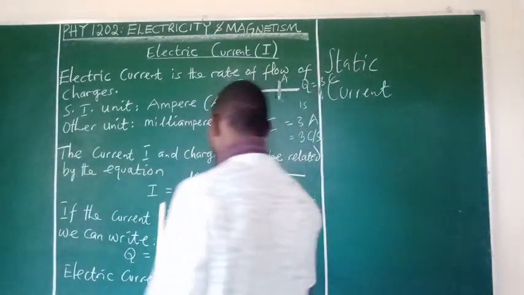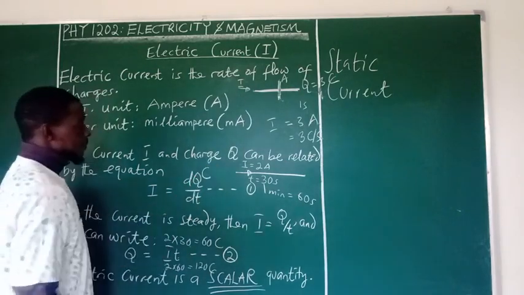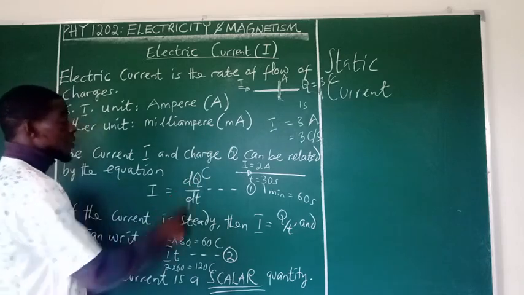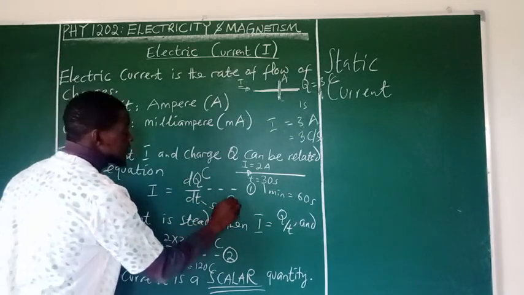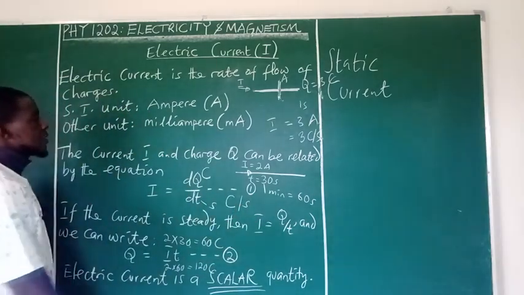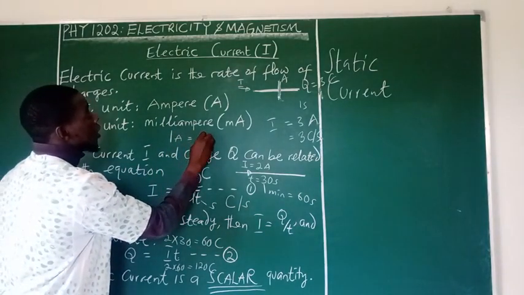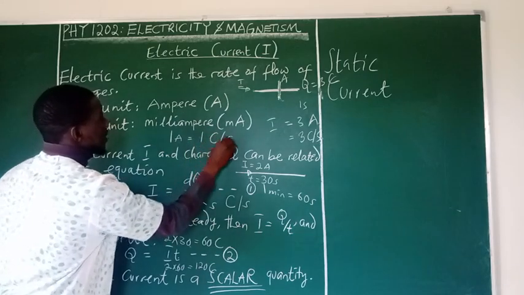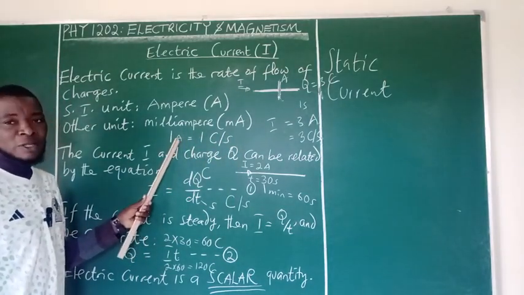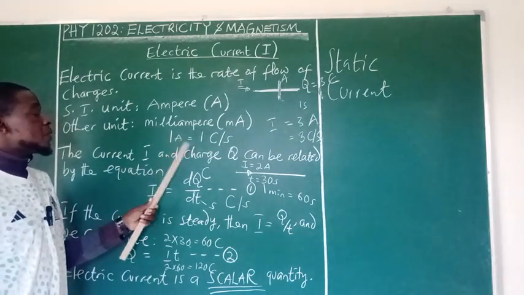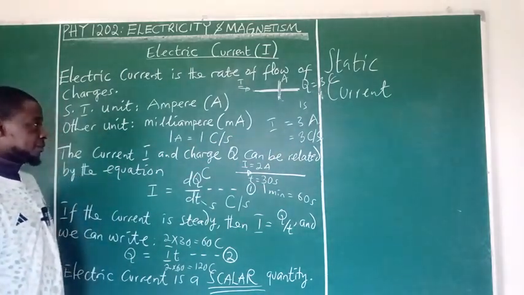Okay, another thing we should know, you can see from this formula that this is coulomb. These charges are measured in coulomb, time measured in second. So from this formula, electric current is measured in coulomb per second. This means that one ampere is equivalent to 1 coulomb per second. The two units are the same, but only this one is adopted as the unit of electric current. So when you see 1 ampere, it means 1 coulomb per second. If you see 3 ampere, it means 3 coulomb per second.